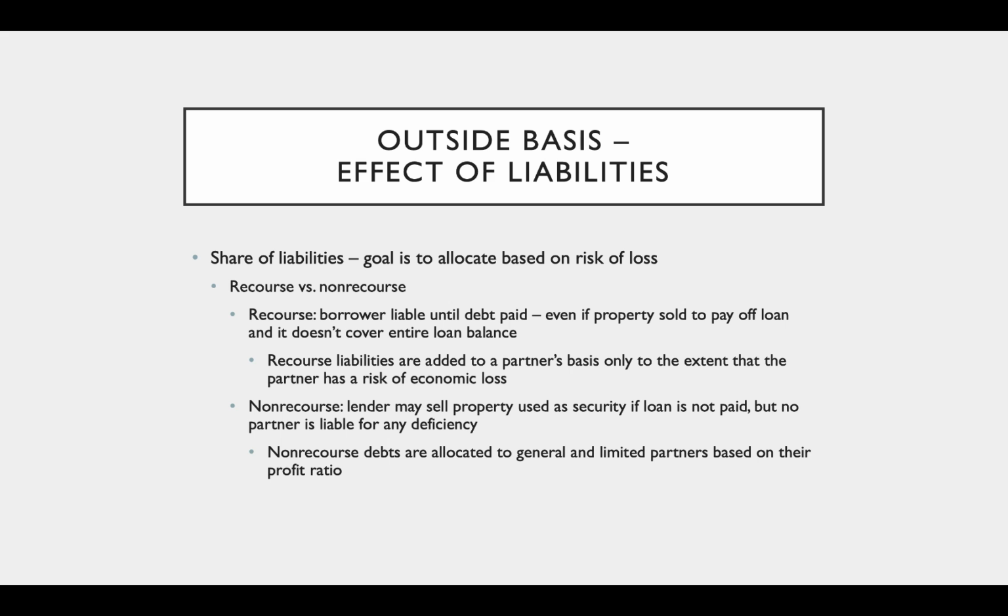A non-recourse loan is different. In a non-recourse loan, the lender can sell the property used as security if the loan is not paid, but the partner is not liable for any further deficiency. So that's my car loan example where I found this lender that will only secure the car. I'll take a security interest in the car, and then if the sale of the car doesn't pay off the loan, they won't further hound me anymore, right? They won't take any more of my assets.